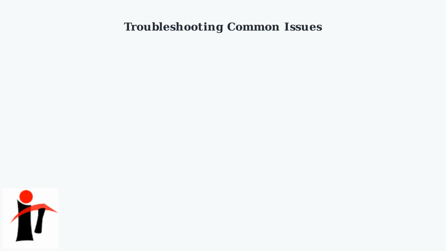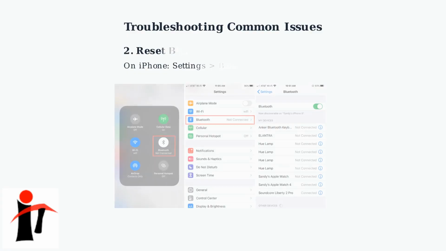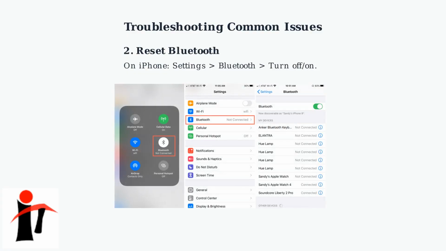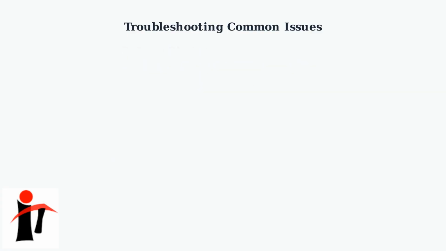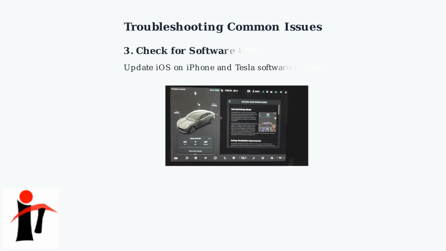If you're encountering issues with CarPlay mirroring, here are some common troubleshooting steps to try. First, try restarting both your iPhone and Tesla. Simply power off both devices completely, wait a few seconds, and turn them back on. This can resolve temporary glitches. Next, reset Bluetooth on your iPhone. Go to Settings, tap Bluetooth, and toggle it off and back on. This refreshes the connection.